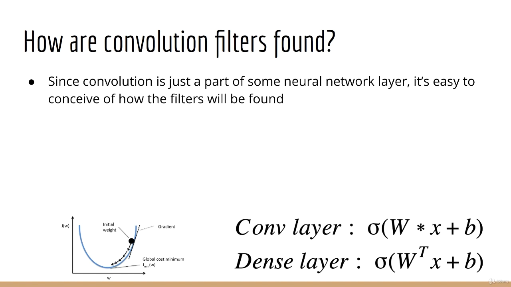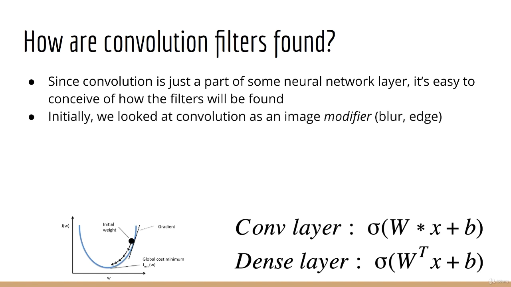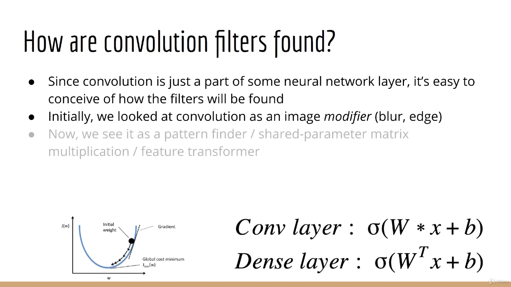At this point, we've come quite a long way since our first introduction to convolution, where we had the perspective that convolution is just an image modifier. The examples we used were blurring and edge detection. We took an image and then convolution modified it in some way. But now we have a deeper understanding of convolution. It's in fact a pattern finder and a shared parameter matrix multiplication. It's just a feature transformer.